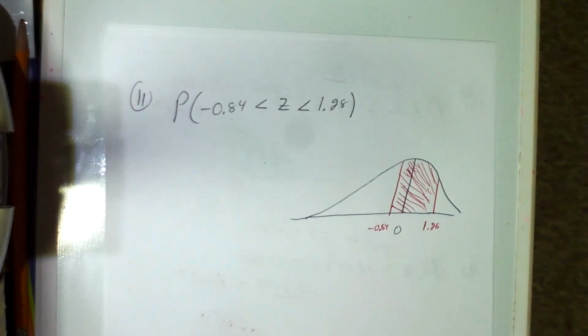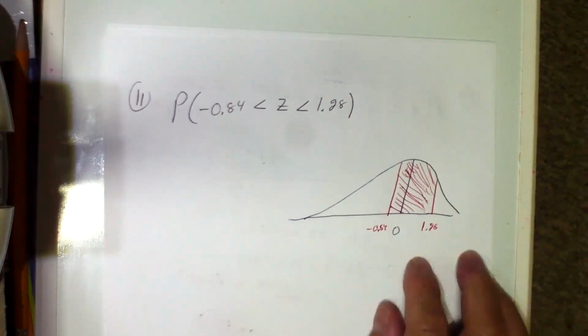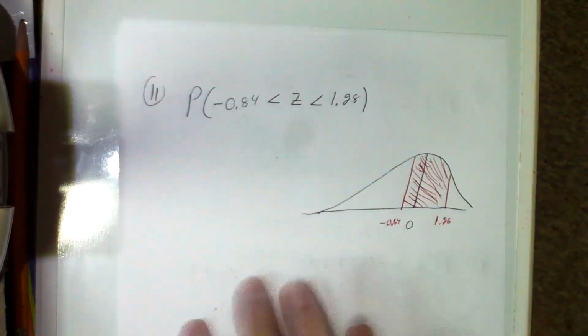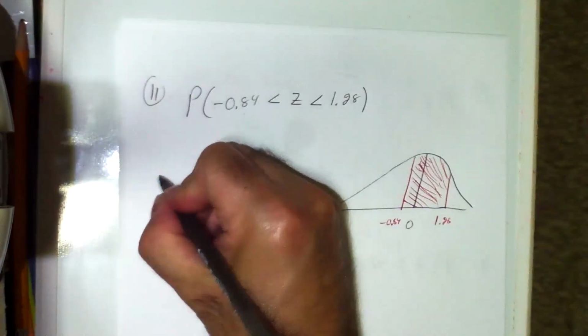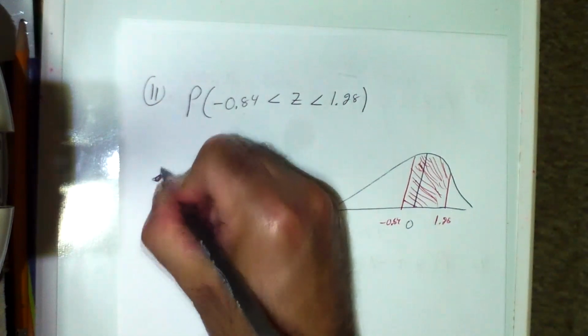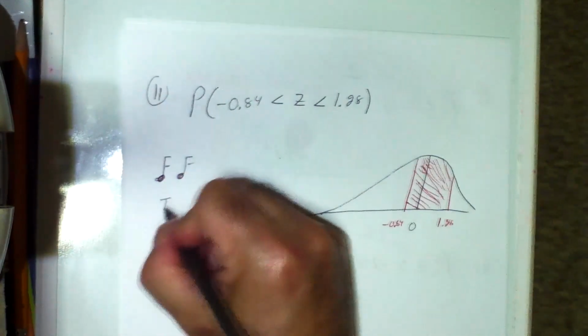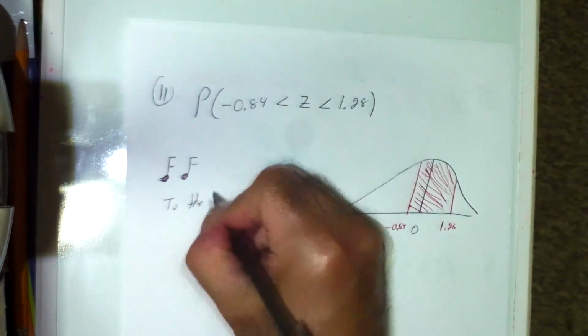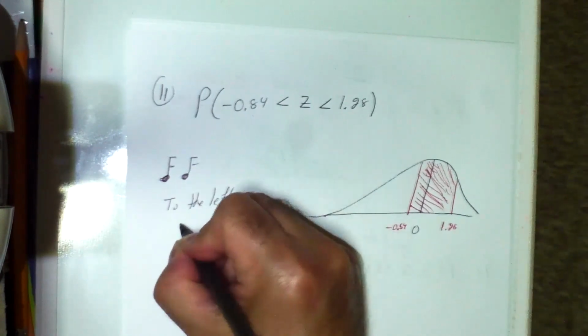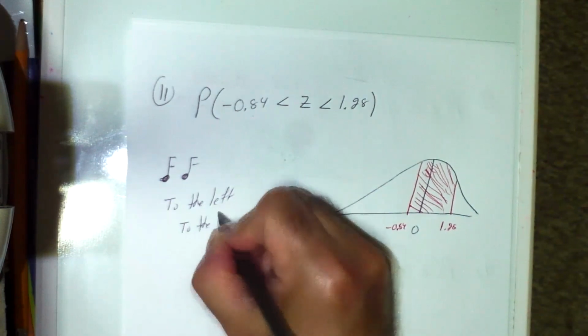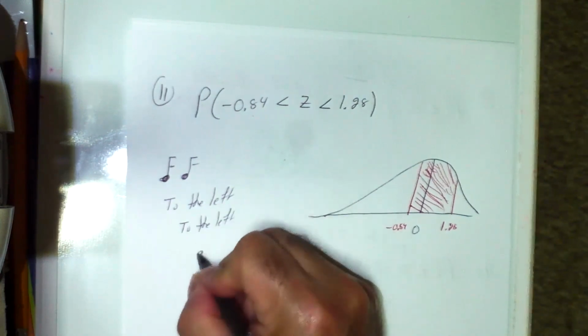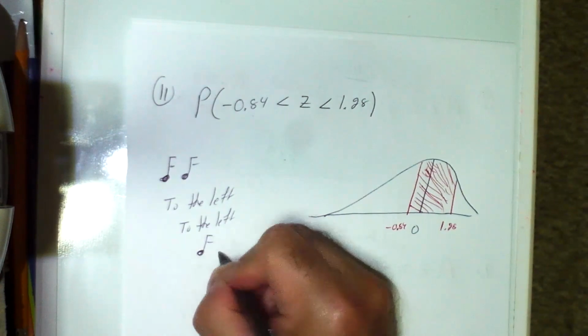Now, in order for you to do it in StatDisk, you have to remember a particular song that Beyonce sang. You remember? Let's see, I'm going to draw my little musical notes. You remember? To the left. To the left. I'm not going to sing it, but you know the song.